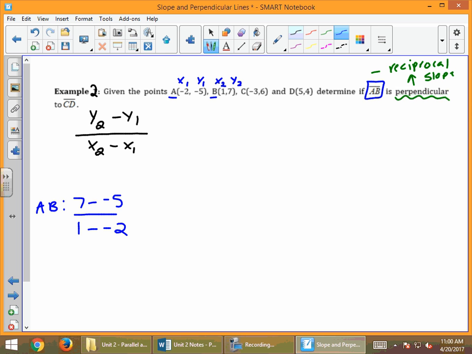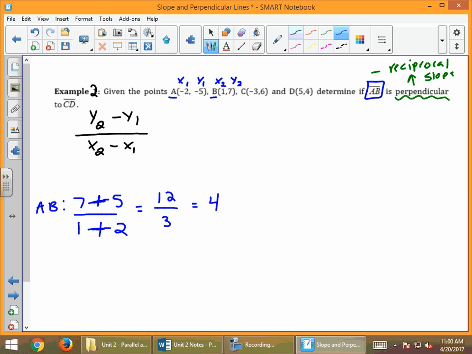x1, which is negative 2. Check for your double negatives. Our double negatives always turn positive. Clean it up. 7 plus 5 is 12. 1 plus 2 is 3. And 12 over 3 simplifies down to 4. So the slope of AB is 4.